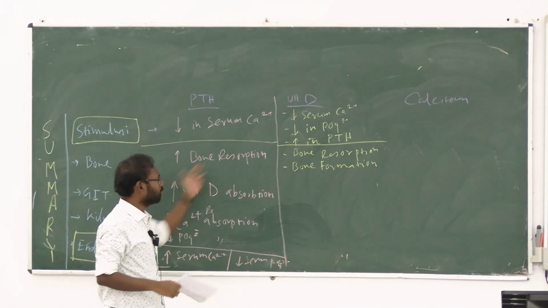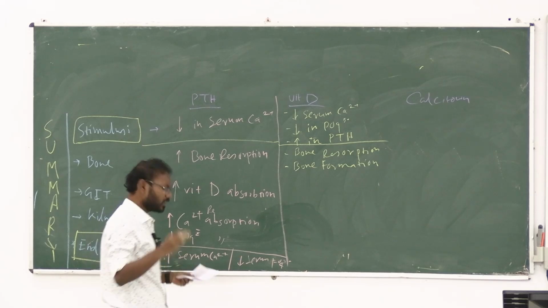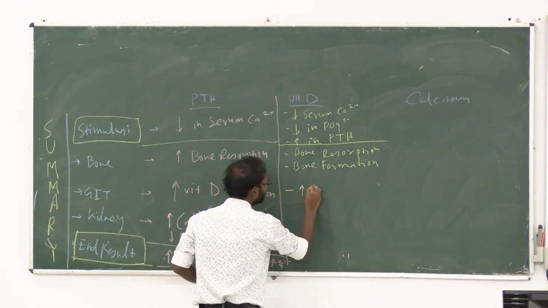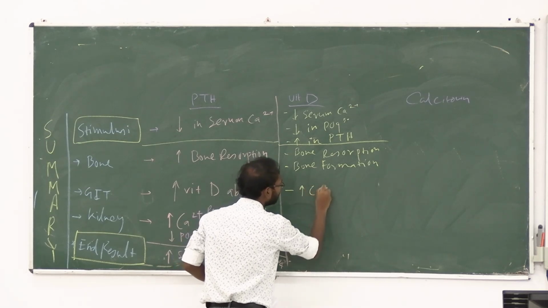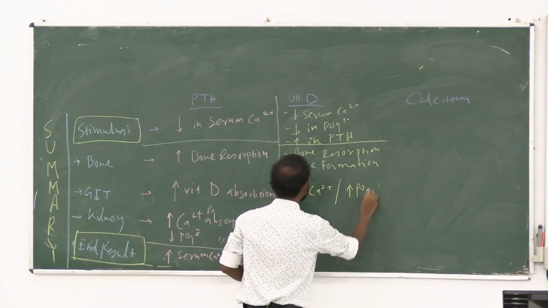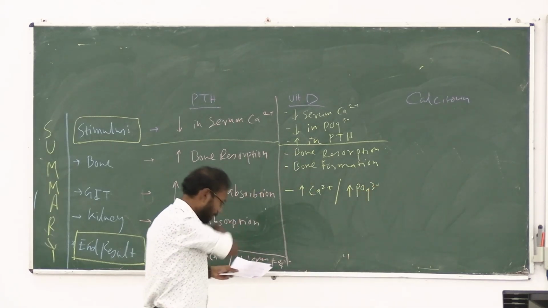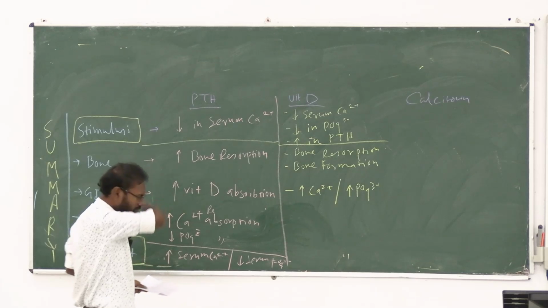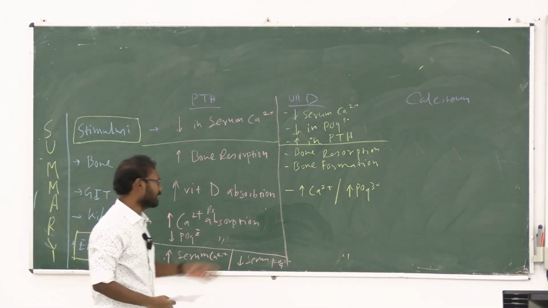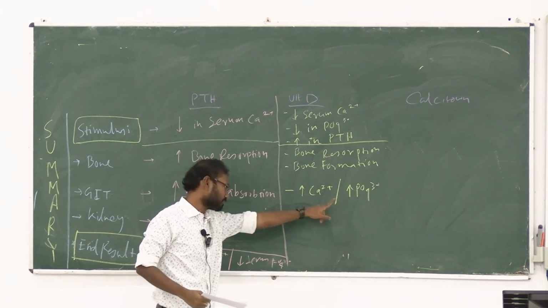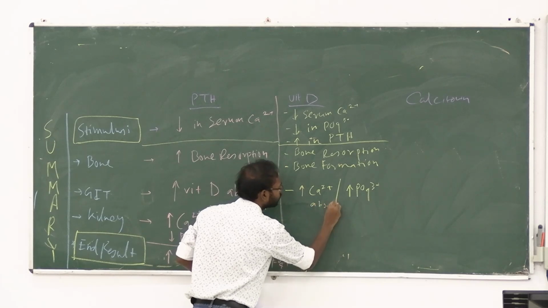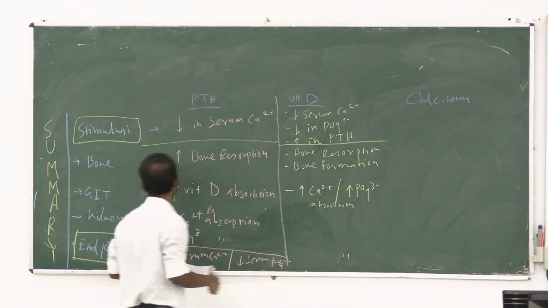Now GIT তে একটু আগেই বললাম vitamin D কি করে? It increases both calcium and phosphate. বোঝা গেল? একটু আগেই বললাম PTH was selective, it was biased, okay, but vitamin D is not biased. It will increase both calcium and phosphate absorption, okay, both calcium and phosphate absorption in what?